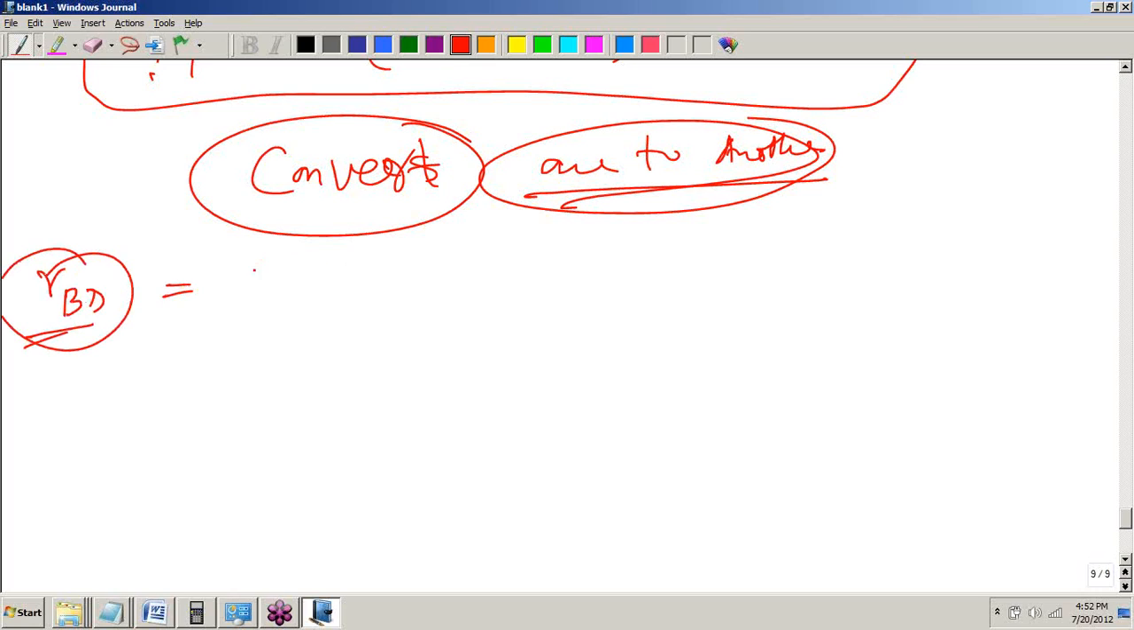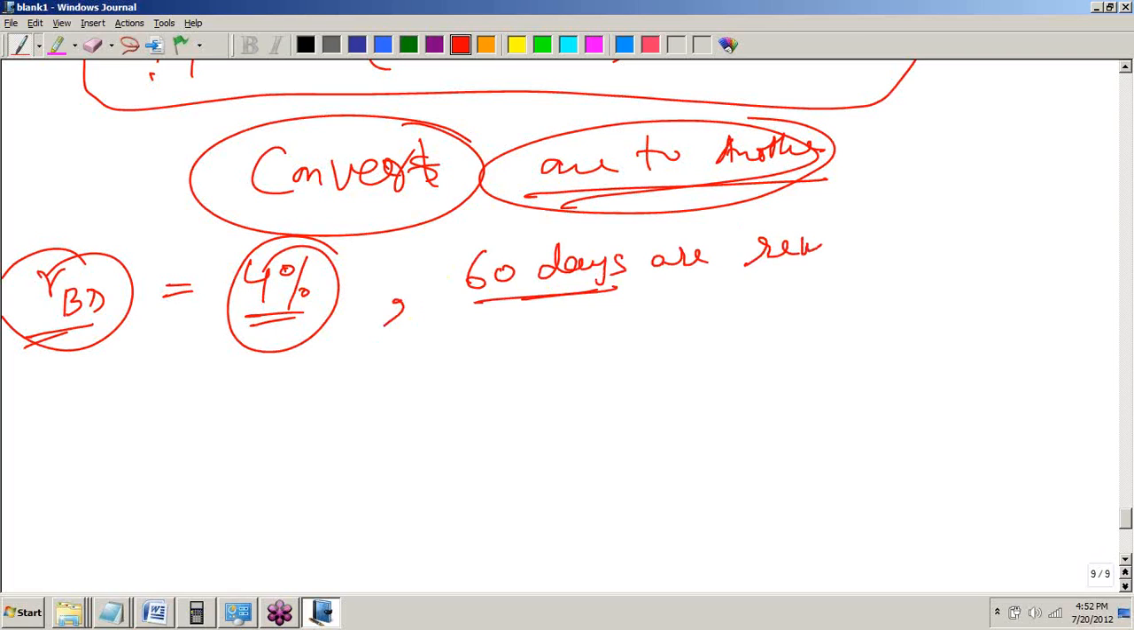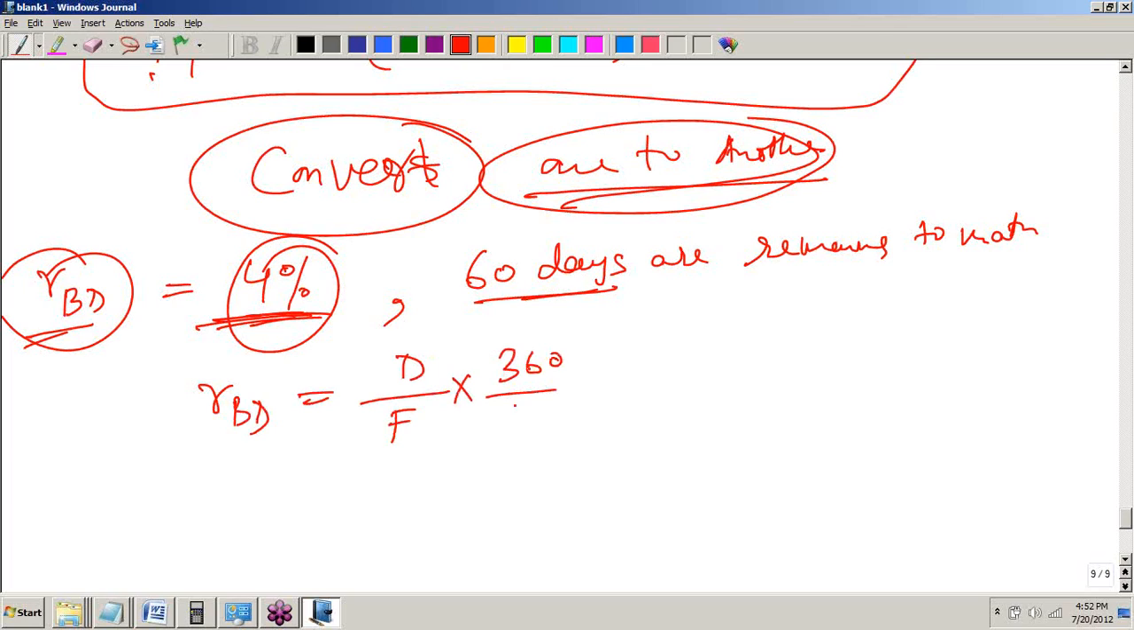They have given that the bank discount yield is 4%. Okay, 4% is the bank discount yield, and they also give you how many days are remaining. So let's say that 60 days are remaining to maturity. So a treasury bill is there which gives a bank discount yield of 4%. There are 60 days to maturity. Now how do you write this bank discount yield? Bank discount yield you will write as D by F into 360 by T. Now whenever we are solving this, please note that D is not known to me, but F I can assume to be 100.